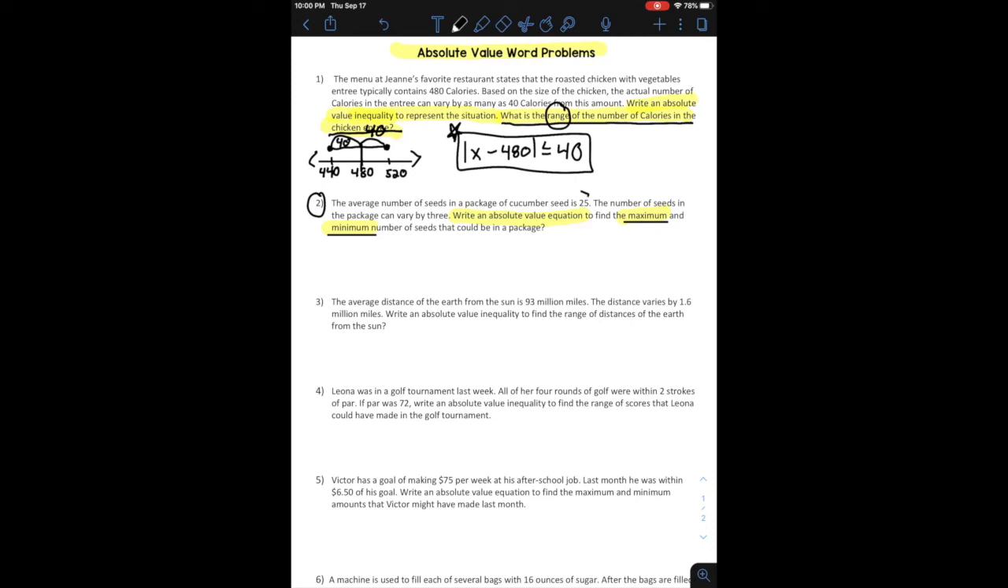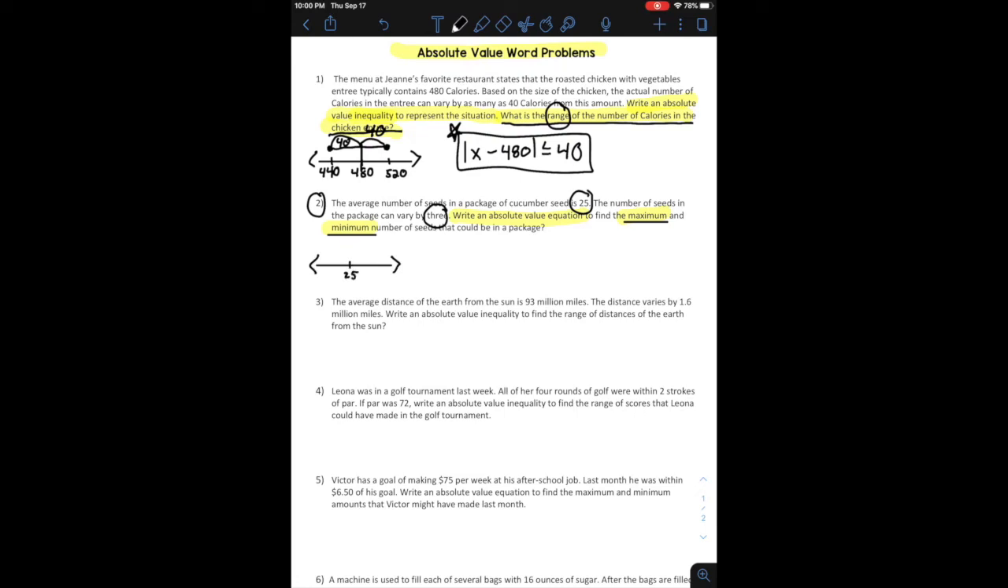The average number of seeds in a package of cucumber is 25 seeds. The number of seeds in the package can vary by 3. So usually there's 25 seeds. However, there's sometimes 3 more than that or 3 less than that. So let's represent this again on our number line.